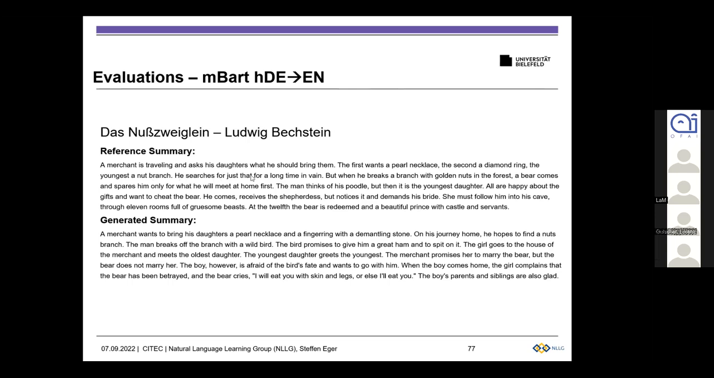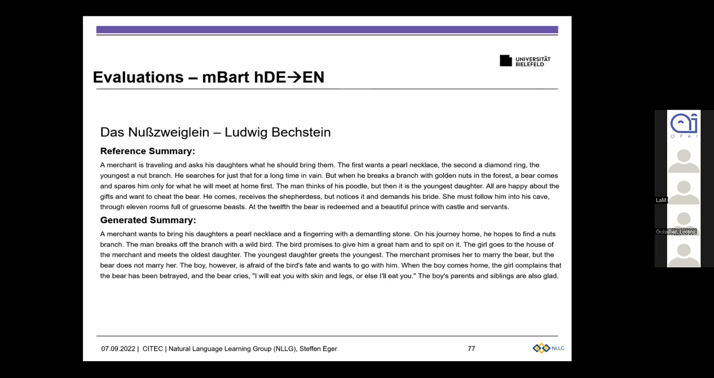He searches for just that for a long time in vain, etc., etc. Then it continues, and if we compare this to what our model generates, our model reads: a merchant wants to bring his daughters a pearl necklace and a finger ring with a demanding stone. On his journey home, he hopes to find a nut branch. So if you just look at those first two sentences, we can already see that the model is actually doing quite well.